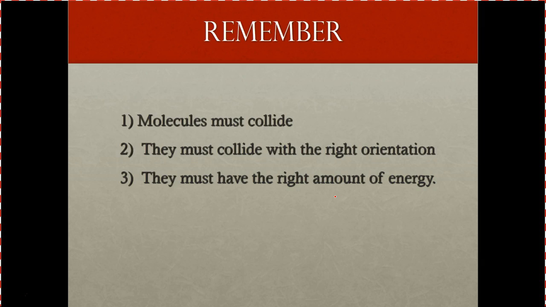Okay, so remember, molecules must collide. They must collide with the right orientation and they must collide with the right amount of energy. This is the kinetic molecular theory, also known as the KMT for short. But these things must happen in order for reactions to occur. So we know they have to collide, but they also have to collide in the right direction, in the right geometry, and they have to have the right amount of energy in order to be able to react. Without those two things and without collisions, we have no reactions happening.